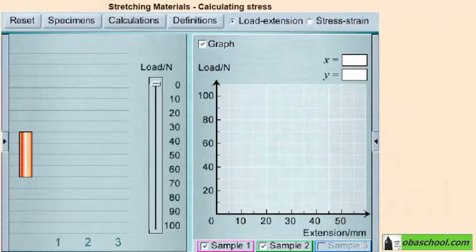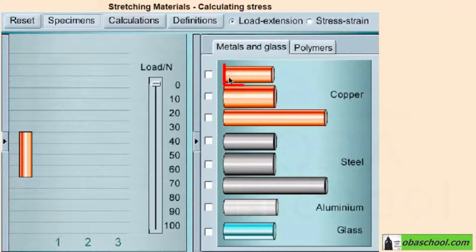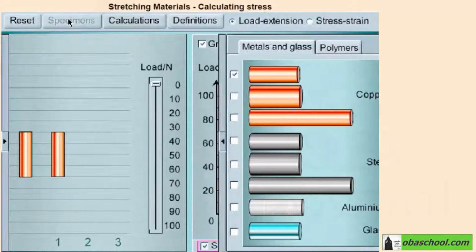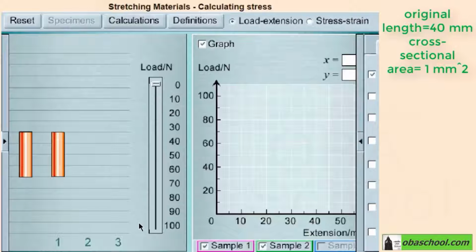Hello everyone! In this virtual lab, we're going to calculate the stress and the strain for the short, thin copper specimen. So let's select it. This is the short, thin copper specimen. And let's close the specimen tray. And we will stretch it.